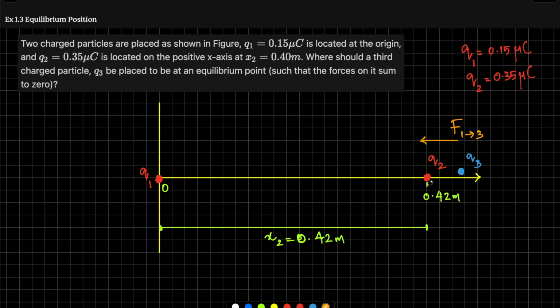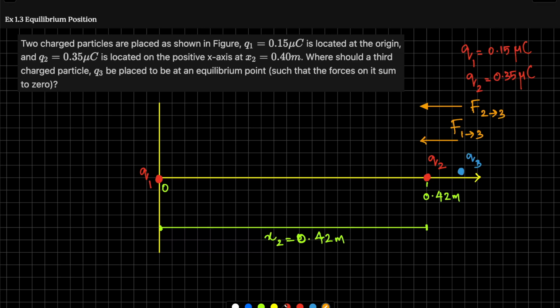Now the second force is from charge 2, Q2. Q2 is also positively charged, so Q2 will try to pull Q3 towards its side. So again, the force by charge 2 on charge 3 is also towards left. What does that mean? Because both of our forces are in the same direction, there's no way you could cancel it out. So Q3 can't be on the right side of Q2. So what's the next possibility? We can place Q3 on the left side of Q1.